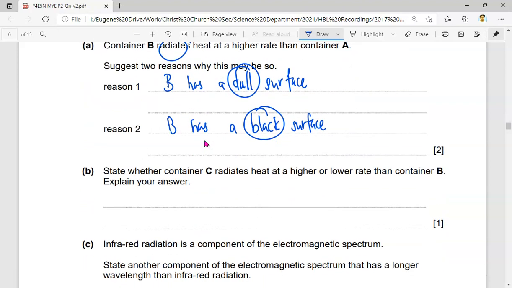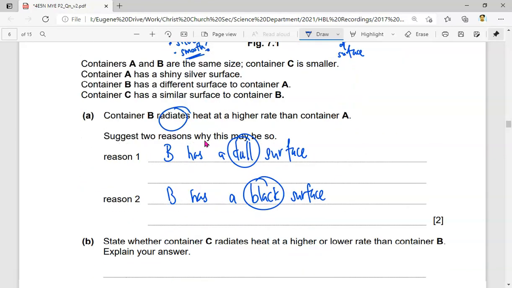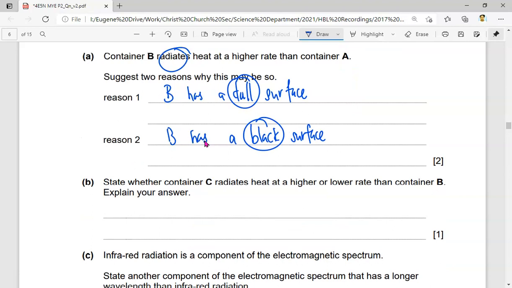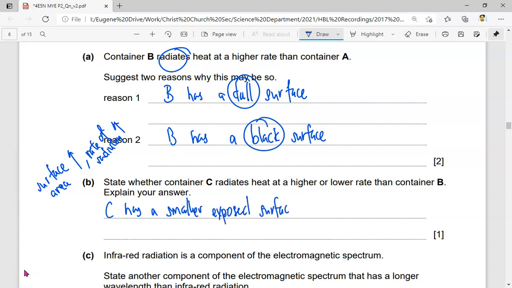Now, part B. State whether C radiates heat at a higher or lower rate than container B. Explain your answer. So C is smaller. We know one of the factors about radiation is the surface area. If surface area increases, the rate of radiation also increases. We know that C has a smaller exposed surface area compared to B.